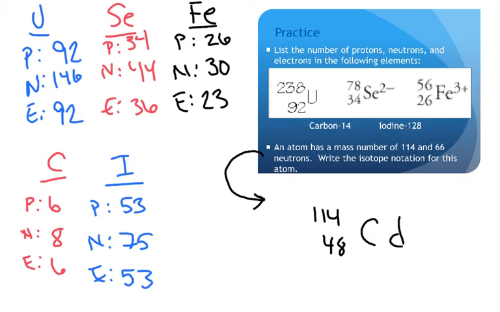The only time you use the average atomic mass from the periodic table is when they do not give you a mass number or when they don't give you number of protons and neutrons.